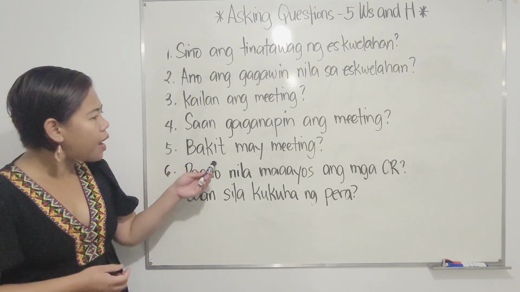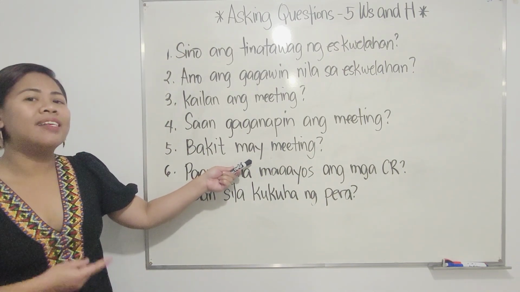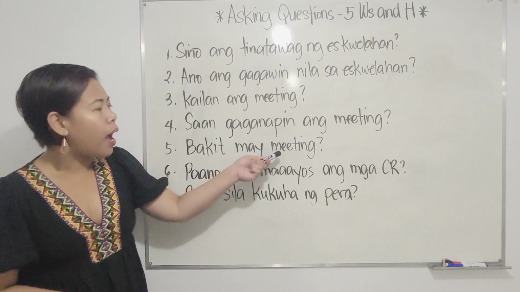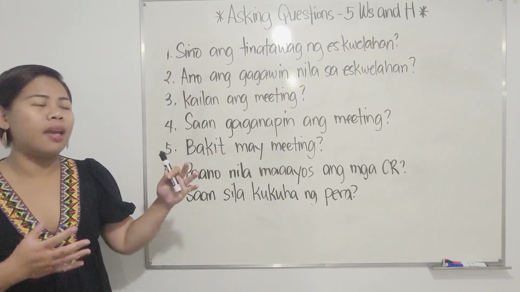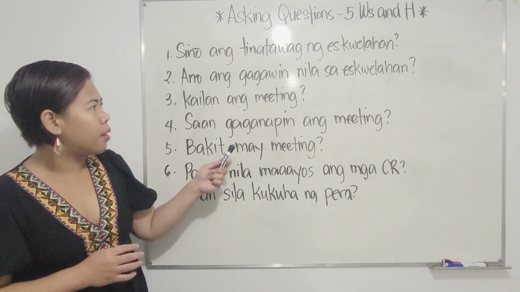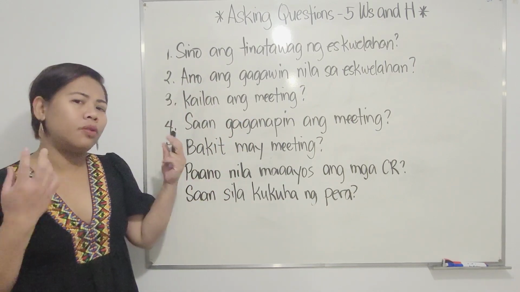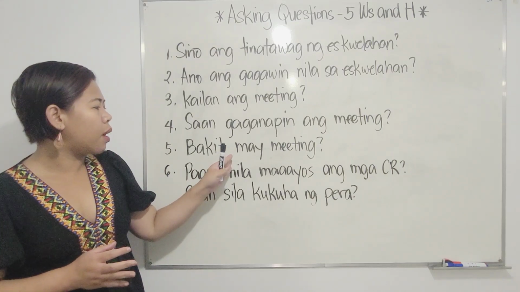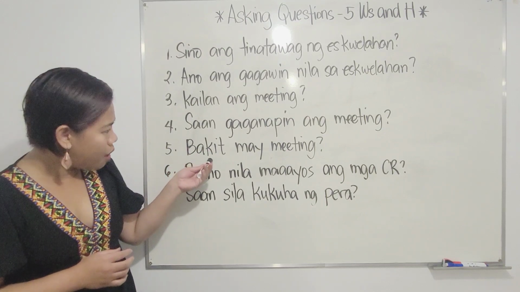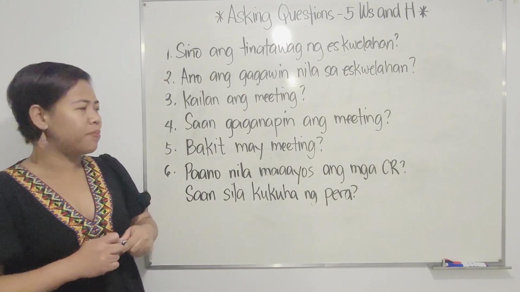Okay, number 5. Bakit may meeting? You still remember this? May is has or have. Bakit is why. Why are they going to have a meeting? The subject is not included here because it is already understood that the ones doing the meeting are the parents and the teachers. So it's understood that there's a plural pronoun here, they. So the translation is, why are they going to have a meeting?